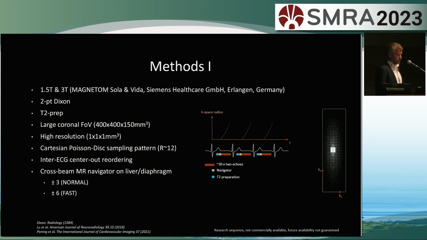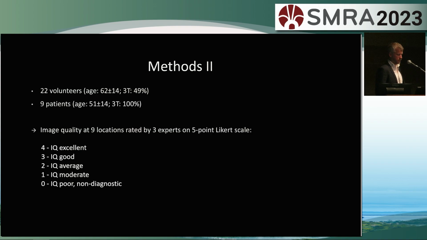In this study, we compared two MR navigator settings. One that I called normal is an acceptance window of plus minus 3 millimeters, and a fast version with plus minus 6 millimeters. So the first part of the study consisted of acquiring 22 volunteers and 9 patients. You can see that the ages match more or less. This wasn't on purpose, but in this case, obviously it's helpful. And over 90% of these patients and volunteers were scanned with both the normal and the fast protocol.